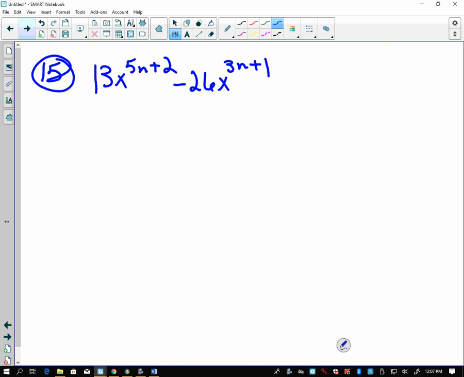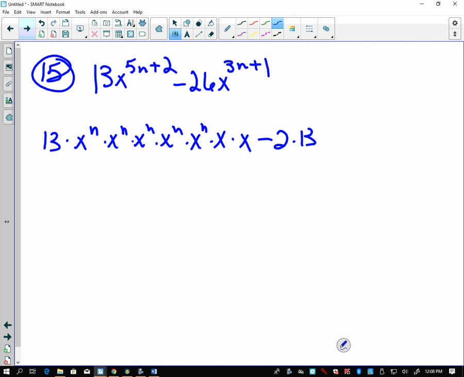So what we're going to do is take our numbers. 13 is prime, so it's just 13. There's nothing else to do with it. But then I've got x to the 5n, so that's x to the n times x to the n times x to the n times x to the n times x to the n. That's 5. 1, 2, 3, 4, 5. x squared is just x times x. And then we get minus 26. Well, that's minus 2 times 13 times x to the 3n, so that's x to the n times x to the n times x to the n times x.